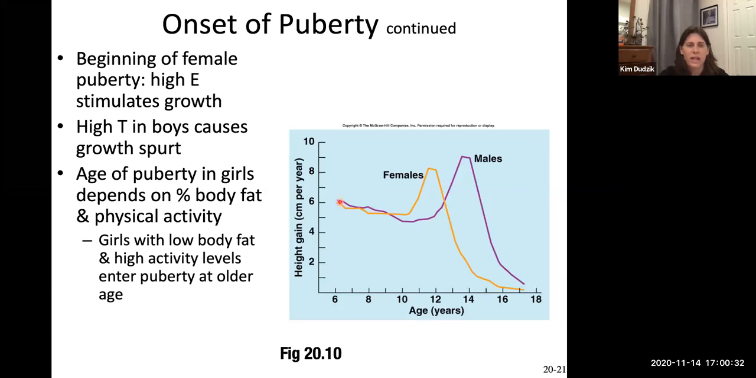You can see that purple line is male, the yellow line is females, and females tend to reach puberty a couple of years before males do, right? When females hit puberty, there's a high amount of estrogen that gets released, and that helps to stimulate growth. In boys, when there's a high amount of testosterone released, they get a growth spurt. You can see on the y-axis, this is also height, right? So that's why girls mature faster than boys. They hit puberty first. They also tend to grow faster.